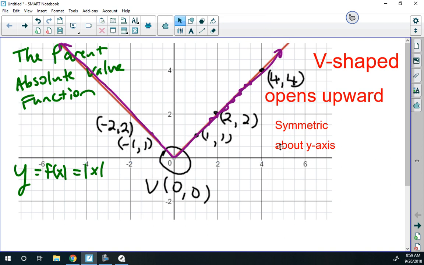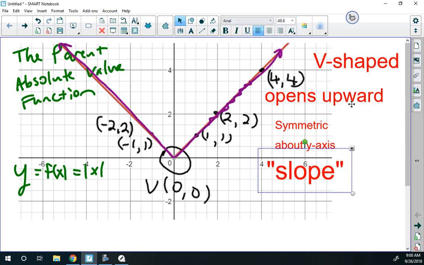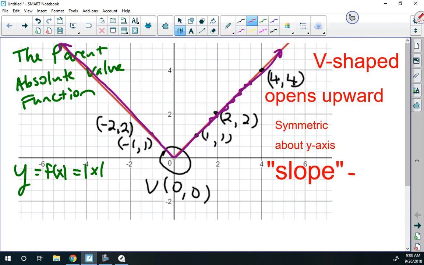One last thing I'll say about this one is its slope, and I'm going to put that word in quotations, because I can't really call it the slope, since slope only pertains to lines. These aren't lines, they're rays, one of which is going upward, one of which is going downward. So the slope of this is equal to 1, I'll say. Those might be pretty obvious, but I want to make them as clear as I possibly can.